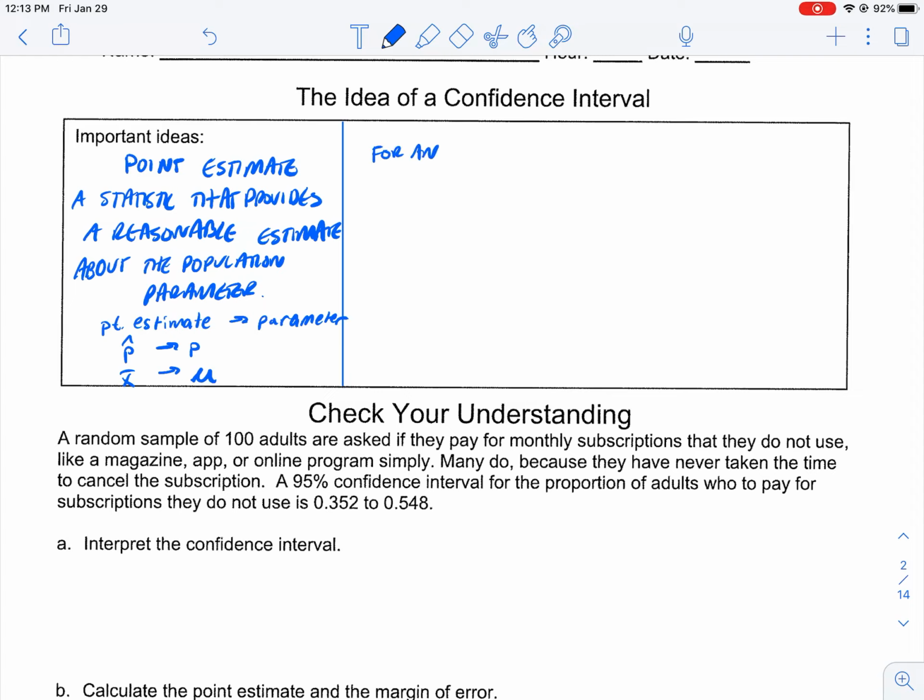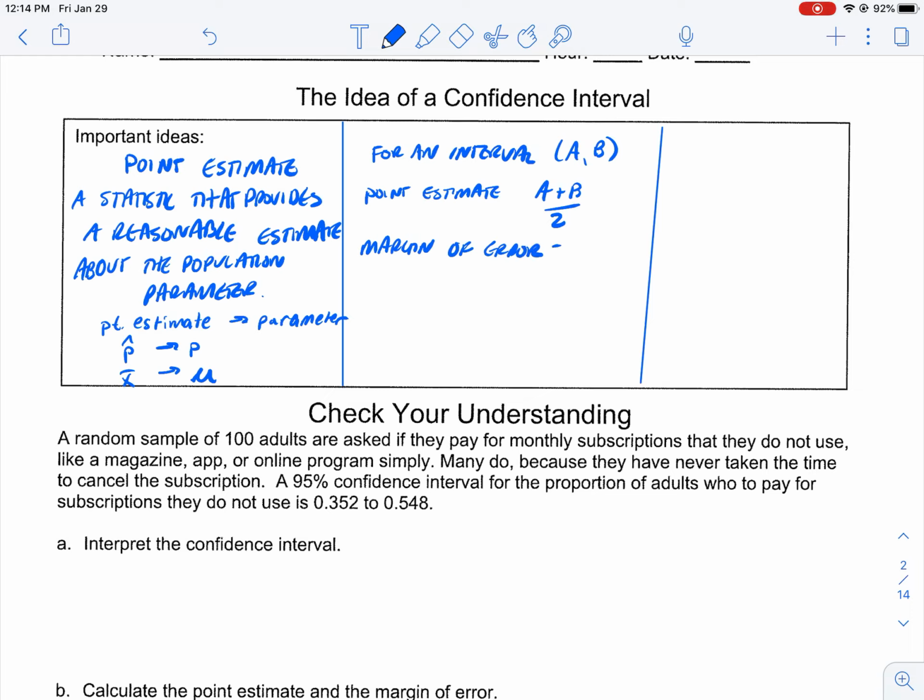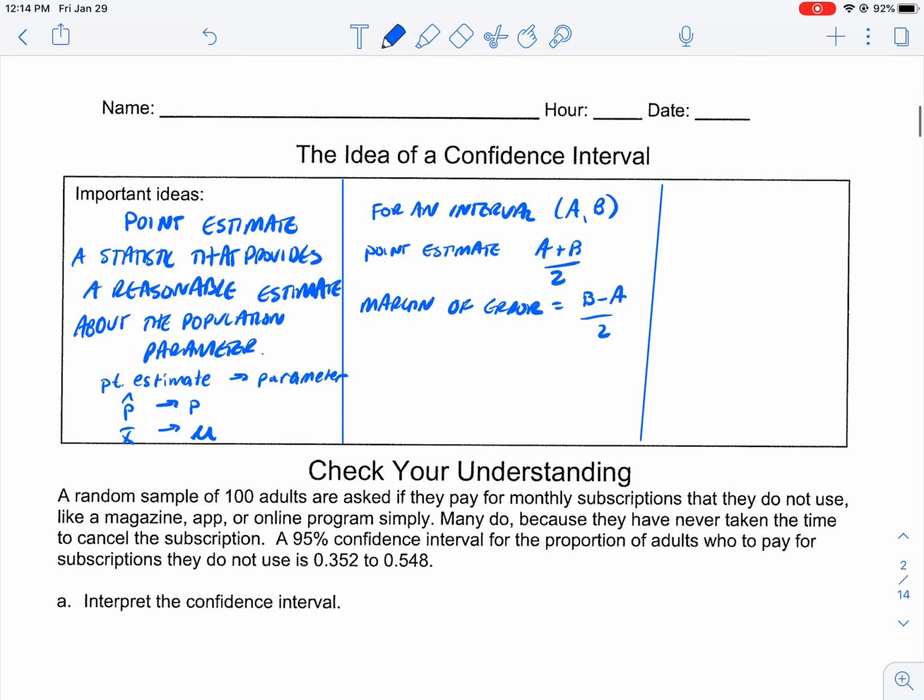So how do we do this? Well, we're going to make an interval. And this is our second third. For an interval from A to B, our point estimate, we take A plus B and divide by 2. And our margin of error is B minus A over 2.